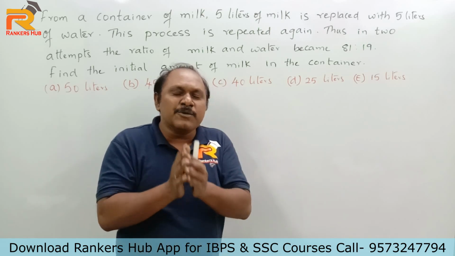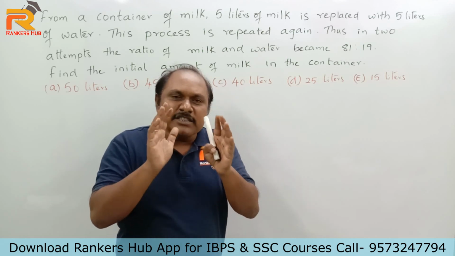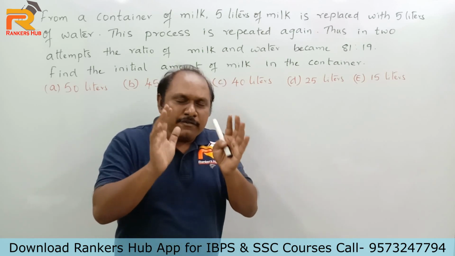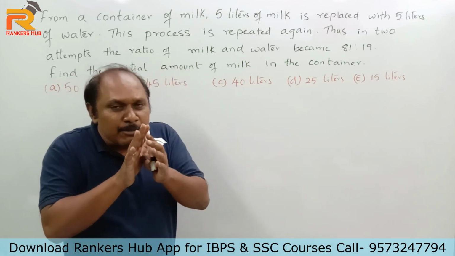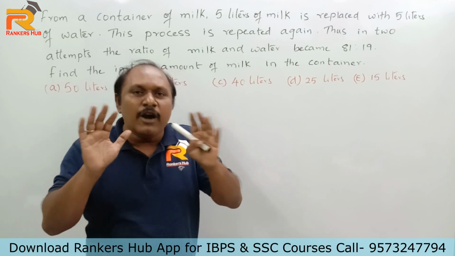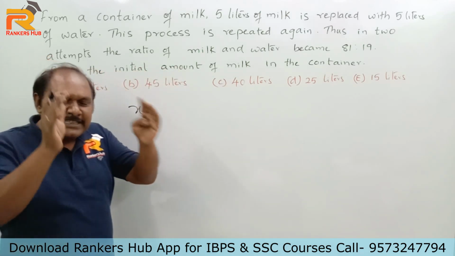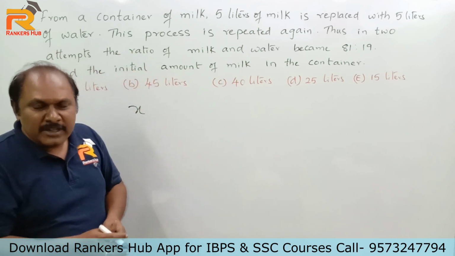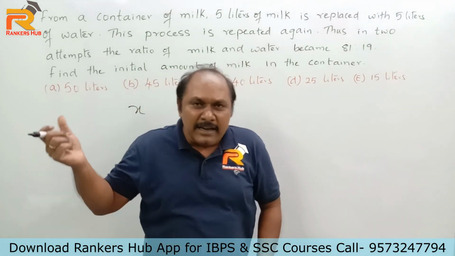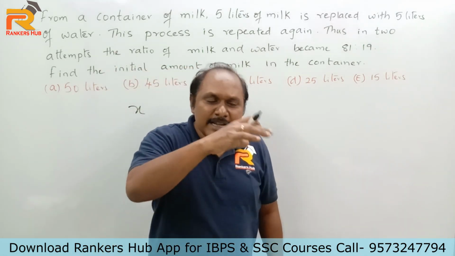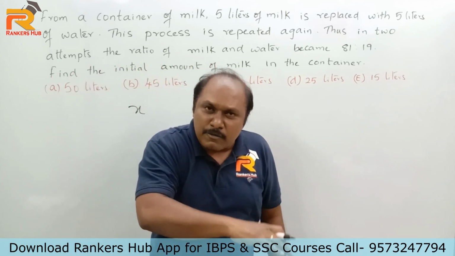Now how to answer this question in a very simple way? Actually, if you think logically, you can answer this question orally also. But first of all, let us do it. What is the general procedure? I am not talking about any formula. Generally, how will you think? I assume that the initial quantity of milk present in the container is x liters. After repeating this process, you take out 5 liters of milk and replace with 5 liters of water. The second time you take out 5 liters of mixture and again replace with 5 liters of water.